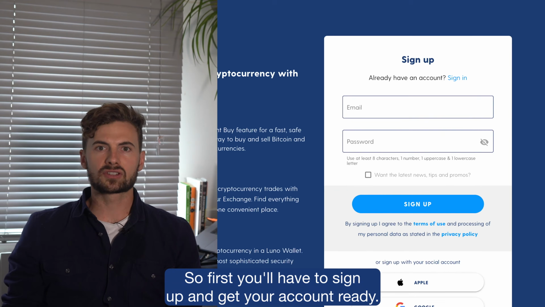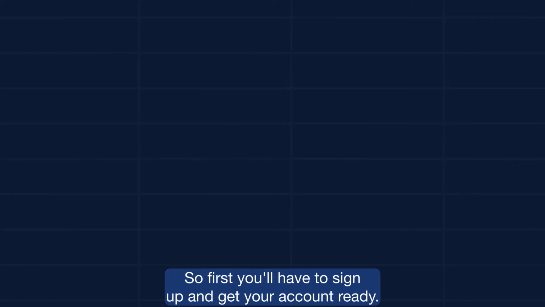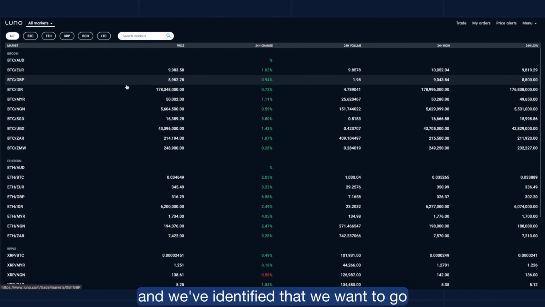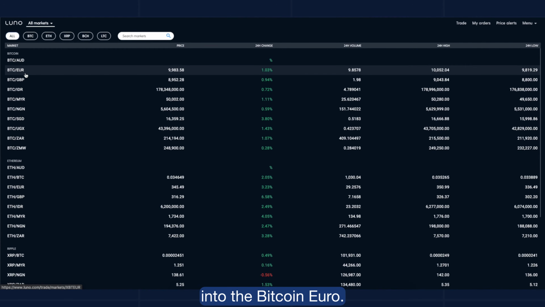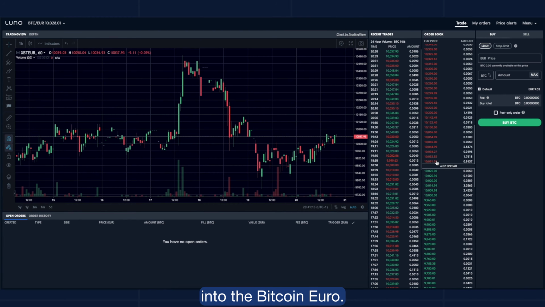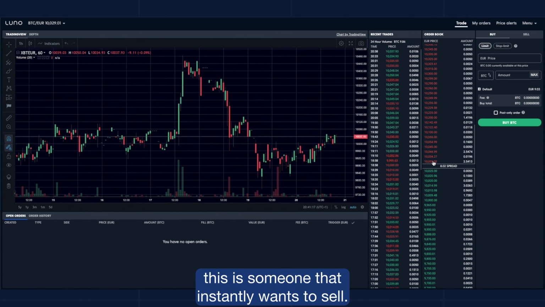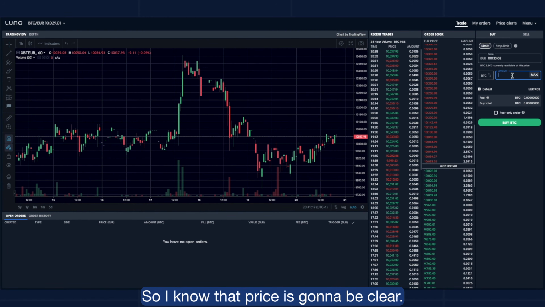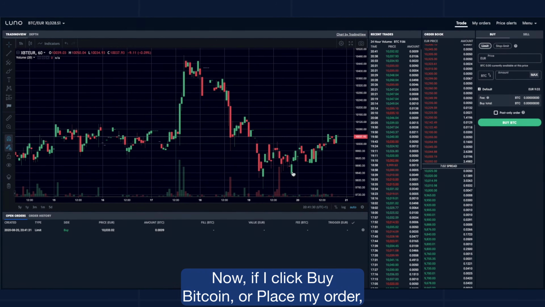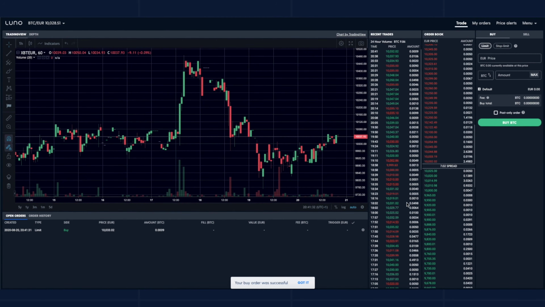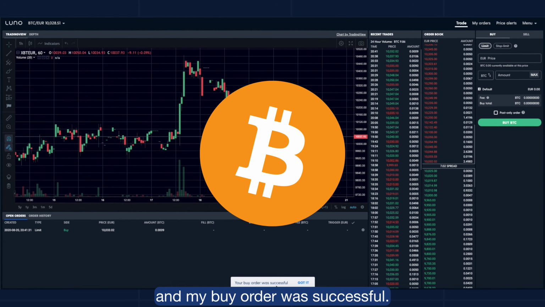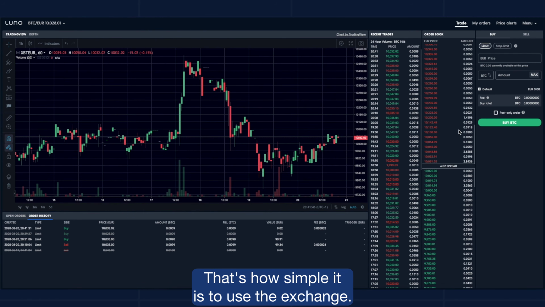First you'll have to sign up and get your account ready. So we're at the market page overview and we've identified that we want to go into the Bitcoin Euro. If I click one of these red prices, this is someone that instantly wants to sell, so I know that price is going to be cleared. I'll click max. Because I'm becoming a taker, the fee is now 0.25%. If I click buy Bitcoin, or place my order, my buy order was successful. That's how simple it is to use the exchange.